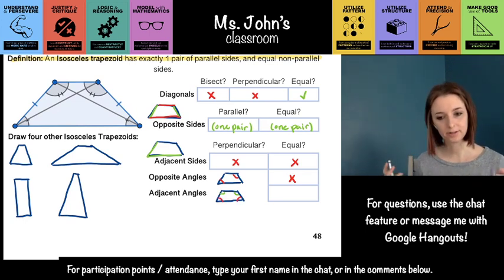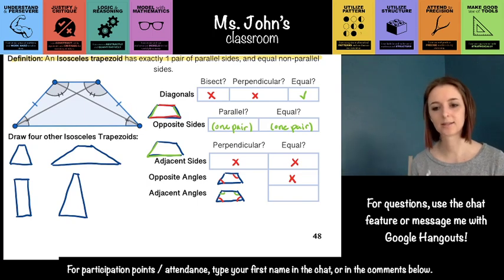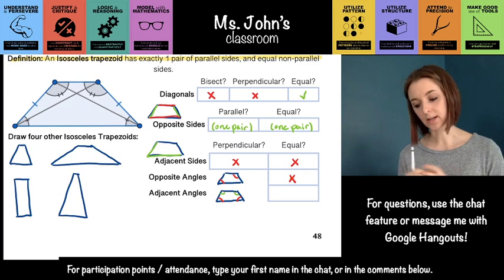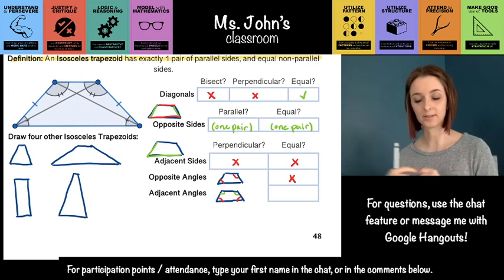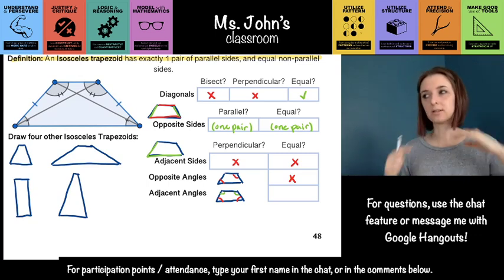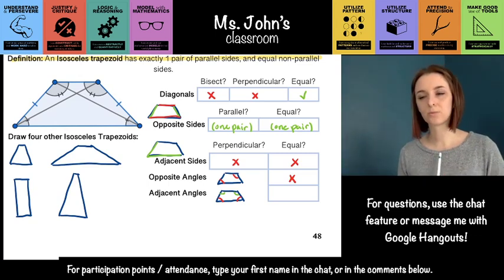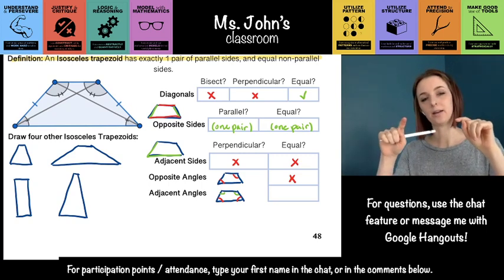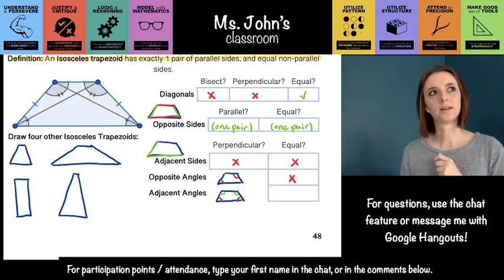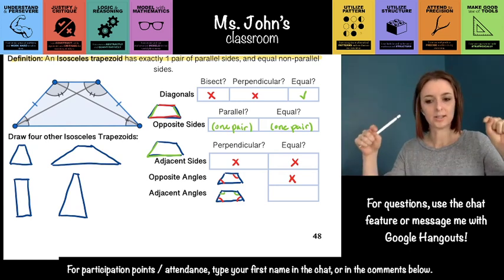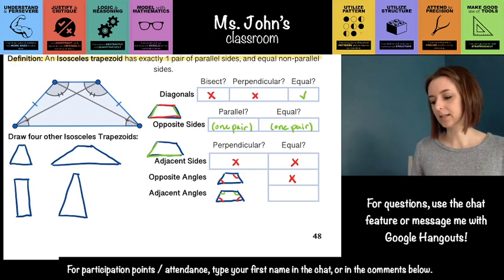So again, if you're confused about my check mark and X thing, especially on these last two, look at the diagram because that will tell you. The angles with the same number of tick marks in them are the same. So the upper pair of angles are always equal in an isosceles trapezoid, which is where it gets the name isosceles, because the base pair are the same and so are the top pair of angles. So very much like the isosceles triangle, where two of the sides are the same and the base pair of angles are the same, that's where it gets its name.